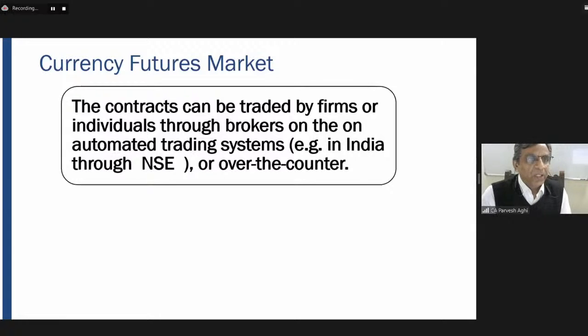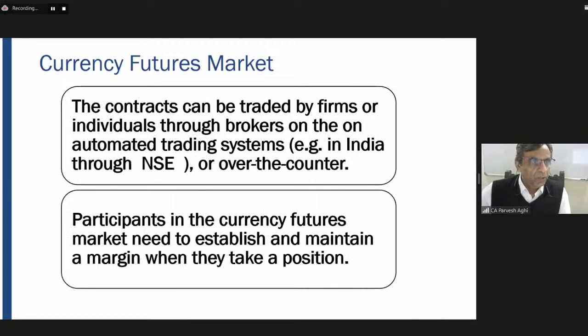Okay, the contracts can be traded by a firm or individuals through brokers. So we always take the help of a broker, like I showed an example of ICICI Securities, where you have a trading account with them, so you can access these portals of the National Stock Exchange. So these are through national stock exchanges in India.